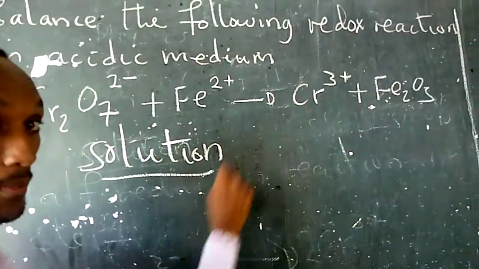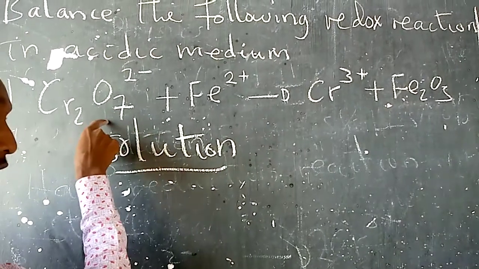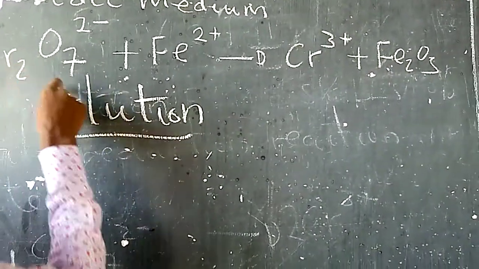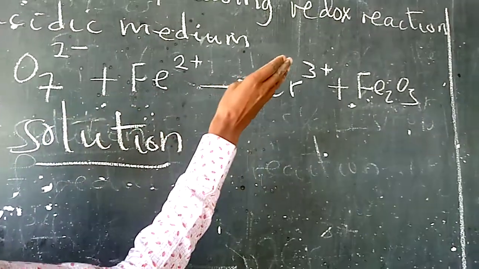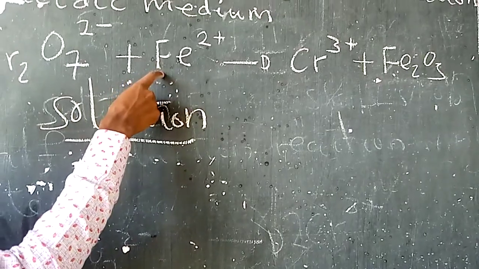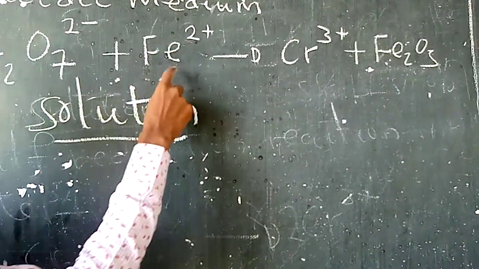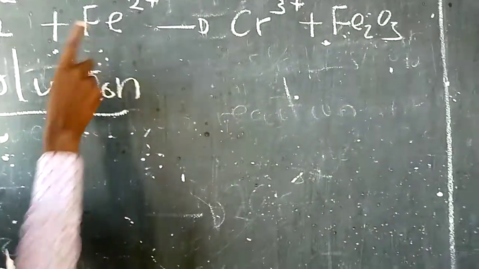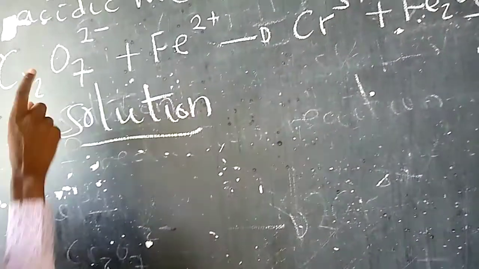they will be different. So when you find it, you get that the oxidation state reduced from 6 to 3, so it undergoes reduction. When you find the oxidation state for iron, here we have iron 2, and in the product side we get iron 3. So iron undergoes oxidation and the chromium undergoes reduction.